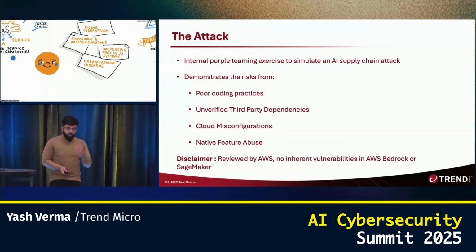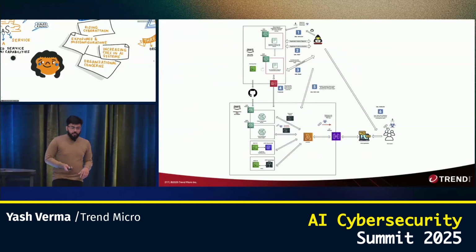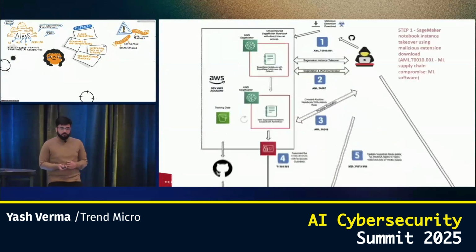Before starting on the attack, I want to put some disclaimers here. It's just an internal purple teaming exercise to demonstrate different poor coding practices and native feature abuse, misconfigurations, and unverified third-party dependencies. In no way am I mentioning that AWS Bedrock or SageMaker have any weakness or vulnerabilities. Let's go over the attack.